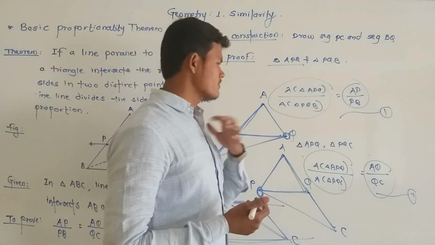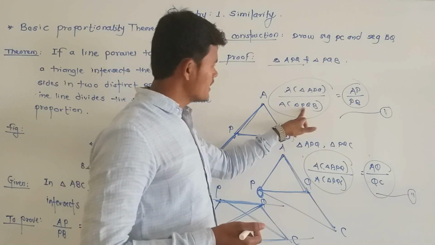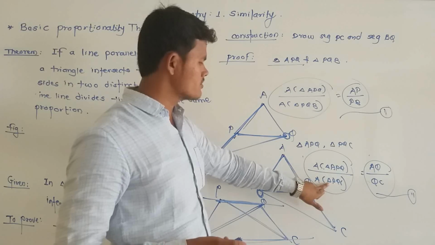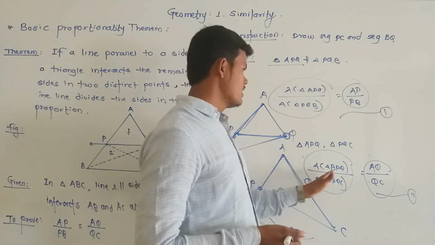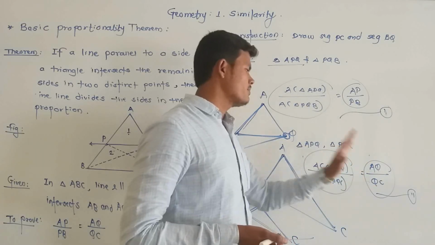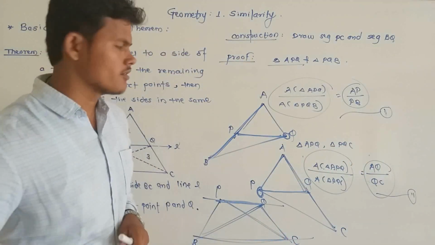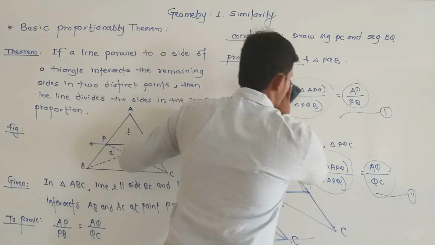And from equations first and second, their areas, that is for triangle PQB as well as PQC, are equal. That means their ratios are also equal. Then we get AP upon PB is equal to AQ upon QC. Okay. Now see it properly.